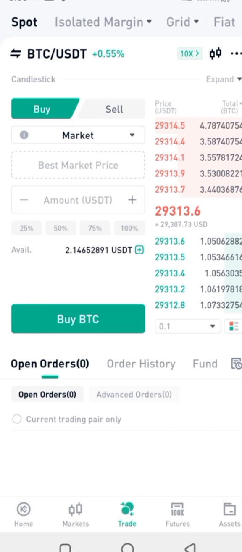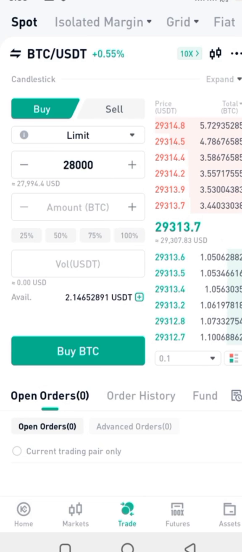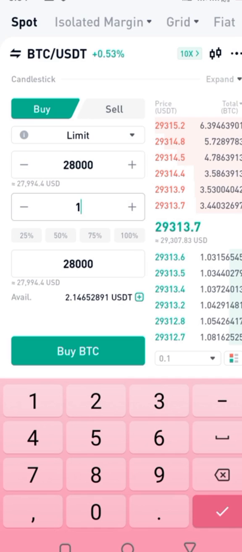When you want to buy limits, you click limit. You input the value at which you want to buy when the price reaches it. If you want to buy 1 Bitcoin when the value reaches 28,000 USDT, you click buy BTC. When the value of Bitcoin reaches 28,000 USDT, it will buy automatically for you. So after holding this crypto asset, you can sell it when the value increases.